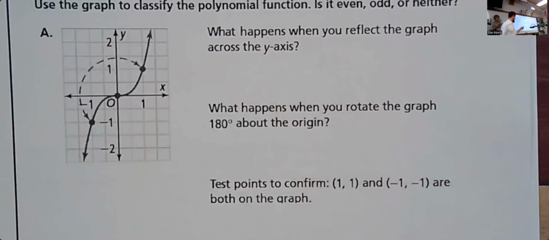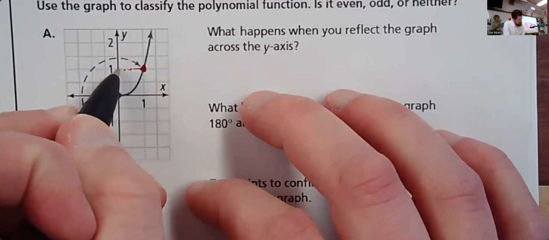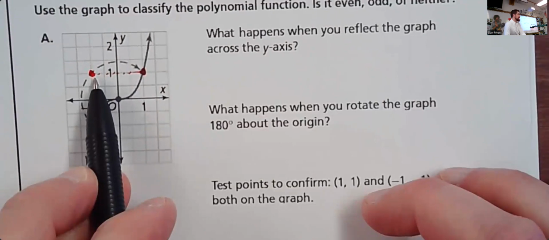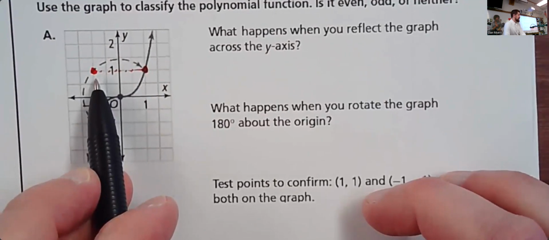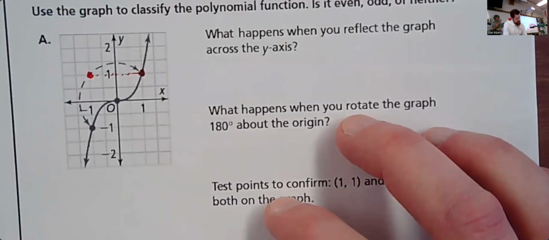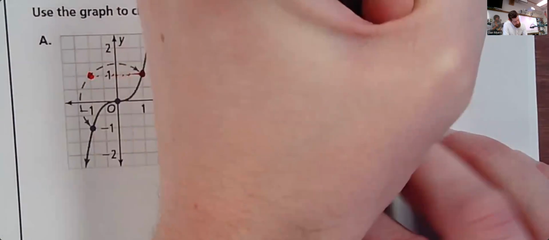So if you were to take a point, let's say this point right here, and if you reflect this point across the y-axis, we get a brand new point. This is not on the function. So write this down. You get a point not on the function.